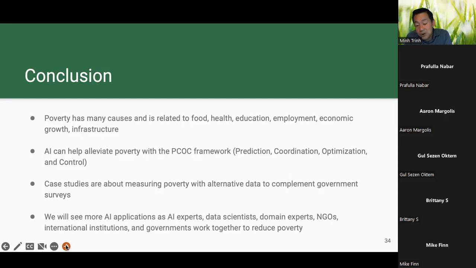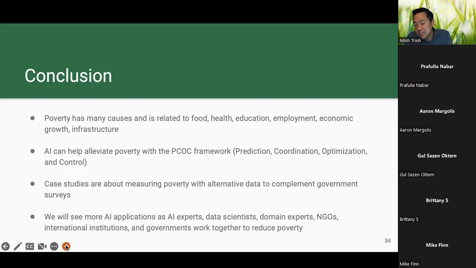I believe that we'll see more AI applications, with AI experts, data scientists, domain experts, NGOs, international institutions, the World Bank, development banks, and governments working together on this effort on poverty.